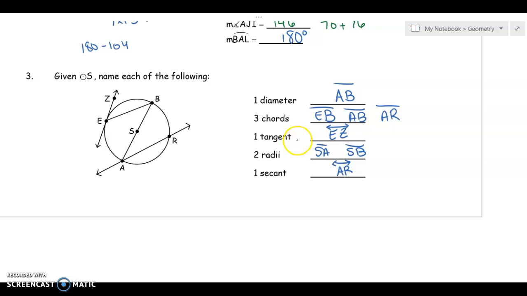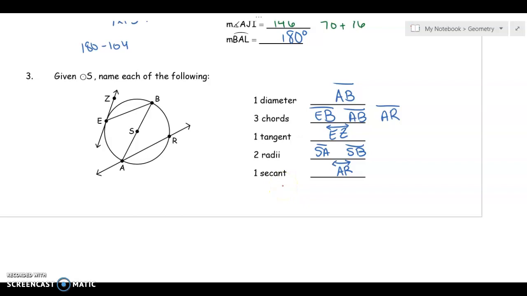Tangent is a line that intersects the circle in one spot. So this has arrows on it and it crosses the circle in one spot. So EZ with the line symbol. A radius would be from the center to a point on the circle. So SB and SA, and they're segments. And then a secant is going to be a line. So it's got arrows and it's going to cross the circle in two spots. So AR.